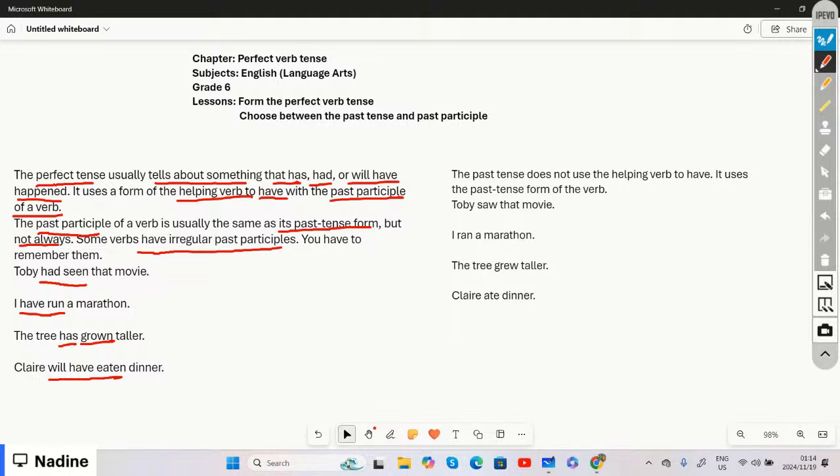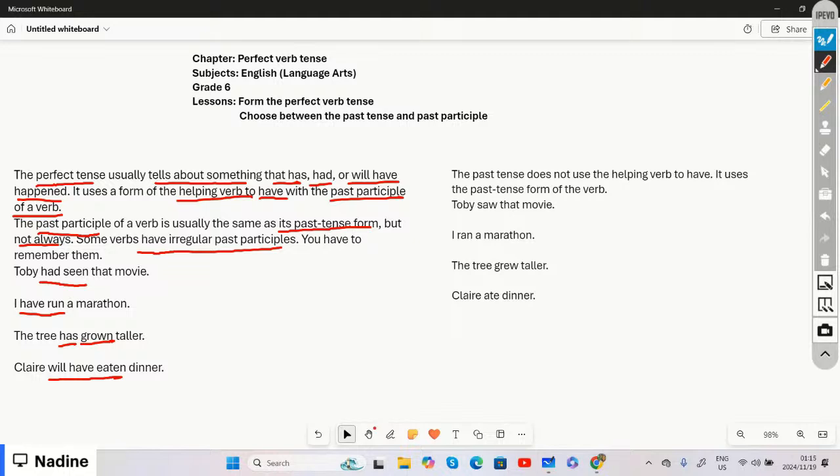All right. And then also when it comes to the past tense, we see that the past tense does not use the helping verb to have. Remember the past tense is just straight. You just have your normal verb, run, jump, ate, eat, or whatever the verb is. That is the past tense.